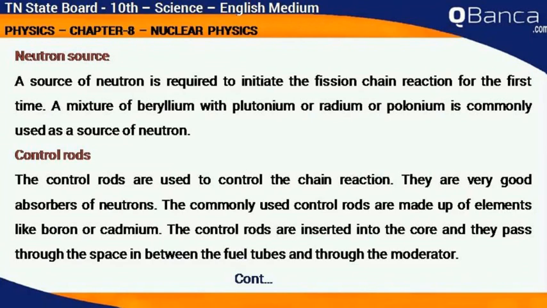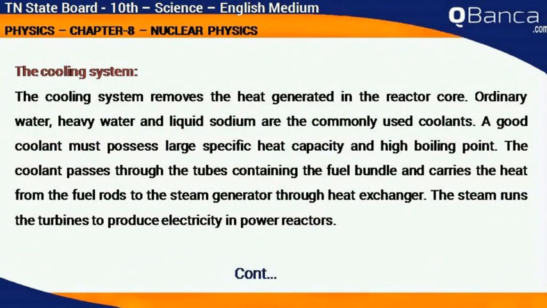Control rods. The control rods are used to control the chain reaction. They are very good absorbers of neutrons. The commonly used control rods are made up of elements like boron or cadmium. The control rods are inserted into the core and they pass through the space in between the fuel tubes and through the moderator.